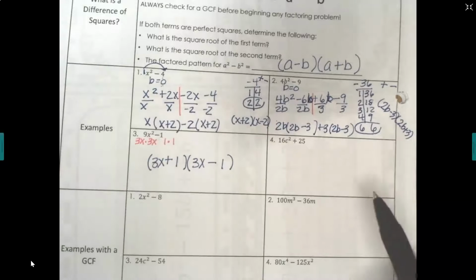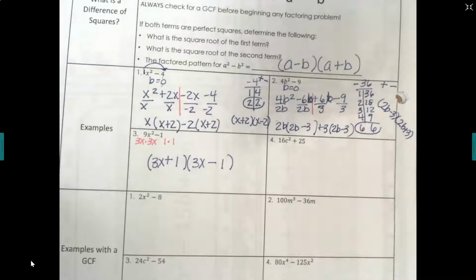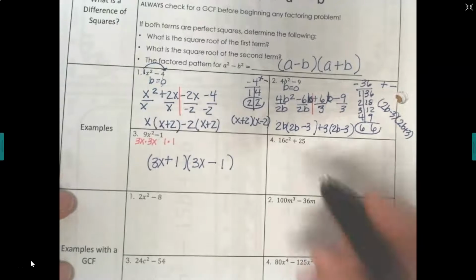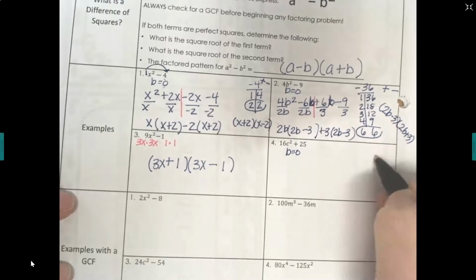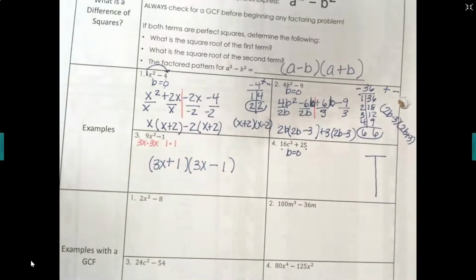Okay? So let's try it here. We're going to go the long way and see what happens. So b equals 0. So we are looking for a times c. Well, first, do they have anything in common? 16 and 25, 1 would be the only thing they have in common.